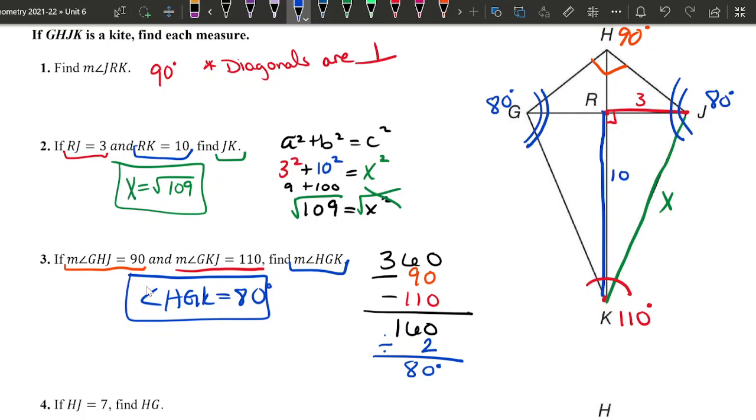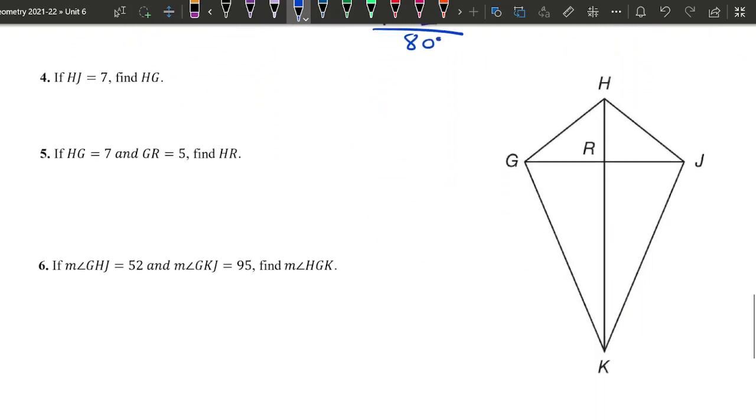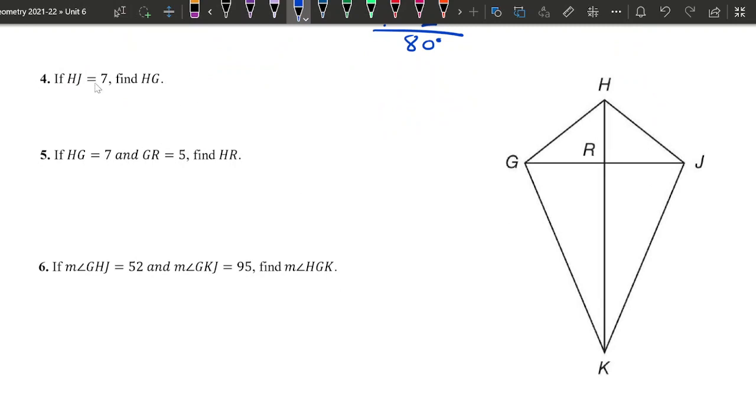All right, so this is why I made a new kite, because that one has a lot on it. So I'm just starting over with a new one. If HJ equals 7, so HJ has a length of 7. Find HG. Yep, it is 7, you're right. Because I know that there's 2 pairs of congruent sides, and these are consecutive congruent sides. So it has to be 7. So HG also equals 7.